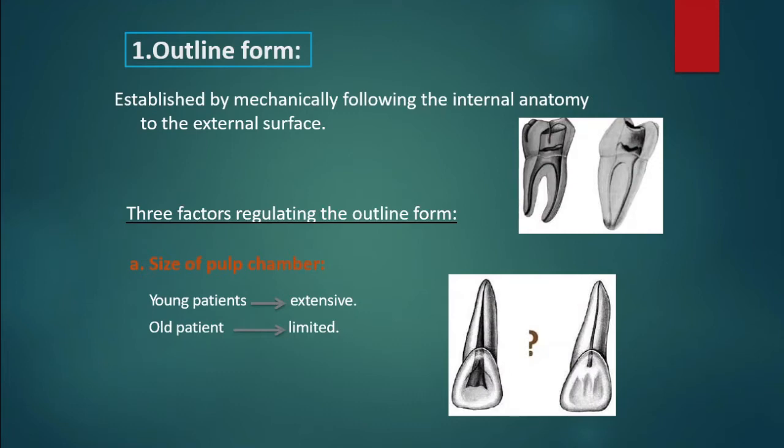For example, in molars we will have three or four canals. In premolars we will have two or one canal. Anterior teeth will have mostly one canal. So we have to consider all this when we are outlining the cavity.